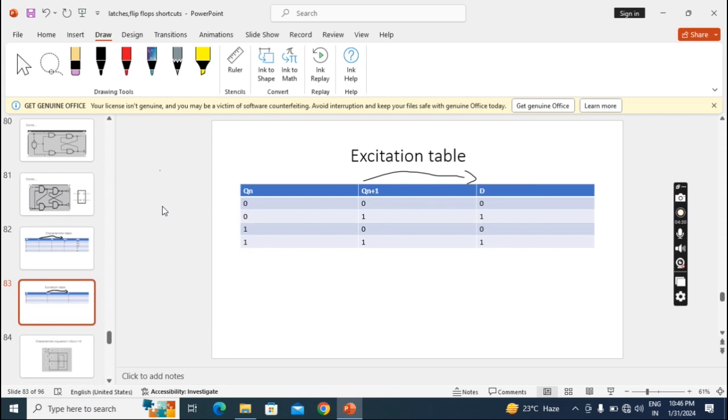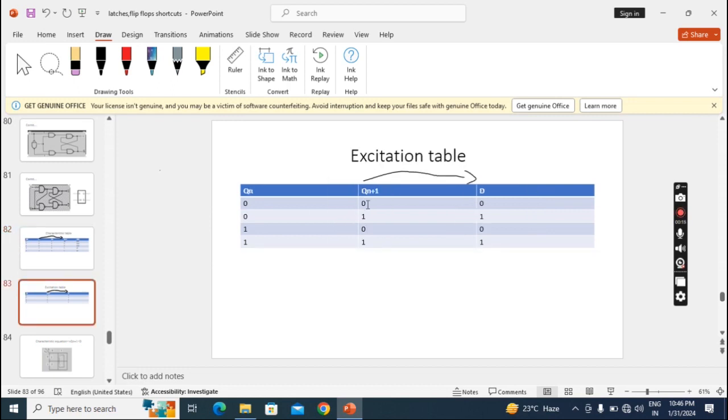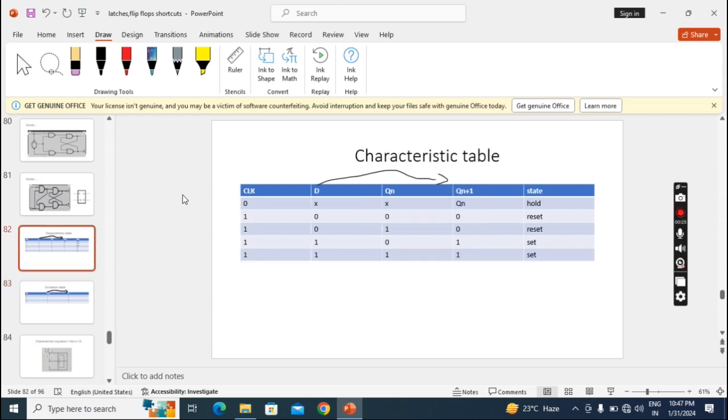This is the excitation table. This excitation table also we can get from this characteristic table. I told in previous lectures how to get the excitation table from the characteristic table. Same process. Here one shortcut, whatever Qn plus 1, that will become D. Blindly we can write for D. Not for other latches or flip-flops.